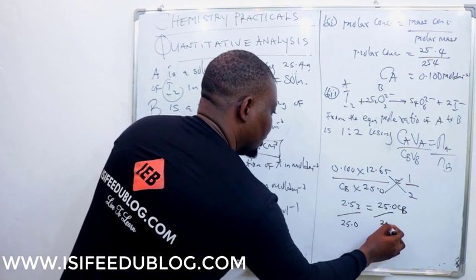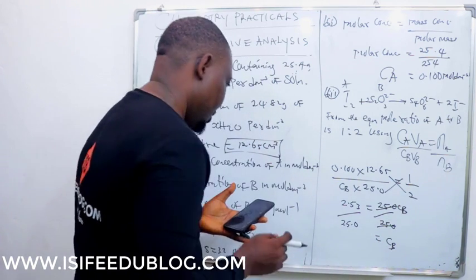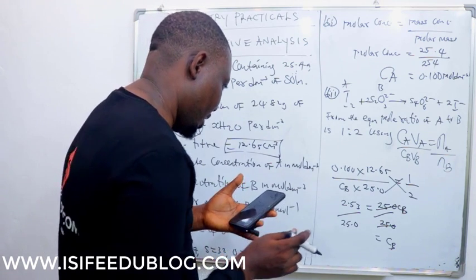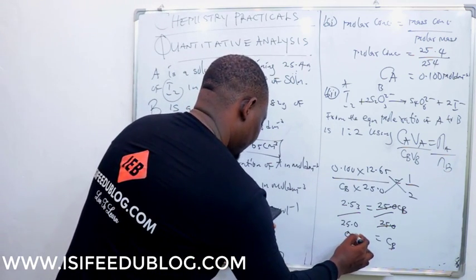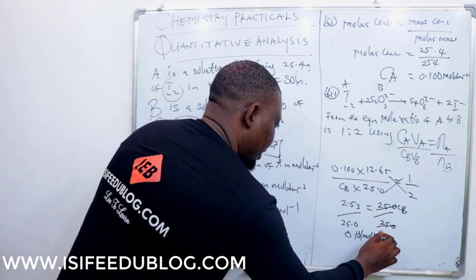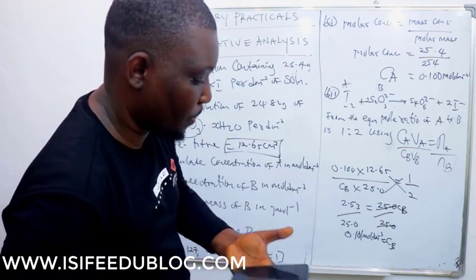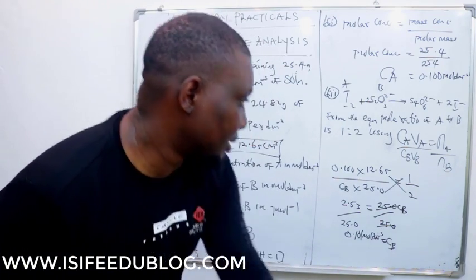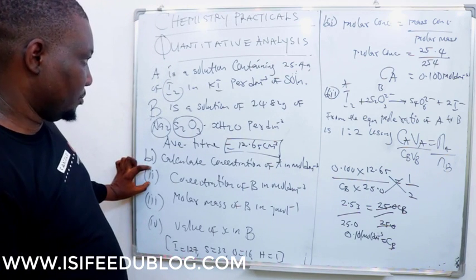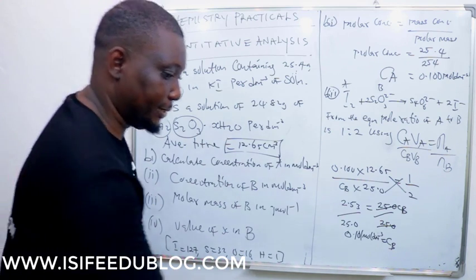25.0 over 25.0, so this cancels this. So our CB now is this divided by 25. So what we have is 0.101 mole per dm³. This is our CB. Okay, this is exactly what we did in the first question. So that's answered question B. Let's pause the video. Okay, then let's go to BIII immediately.